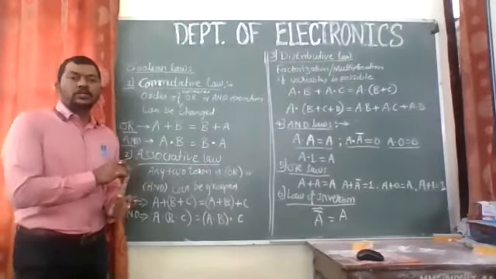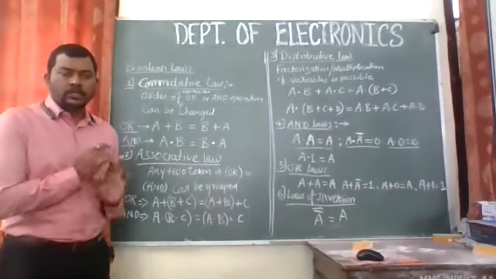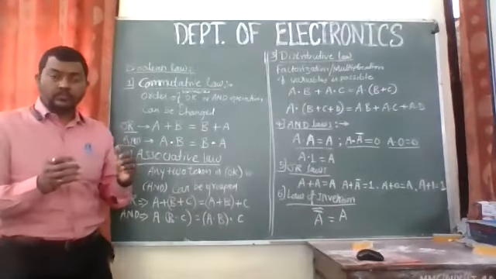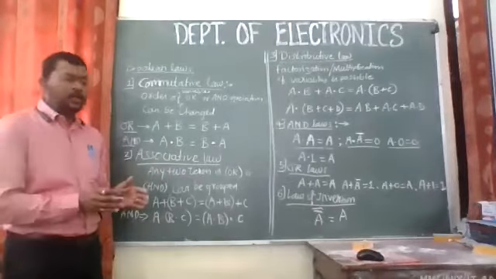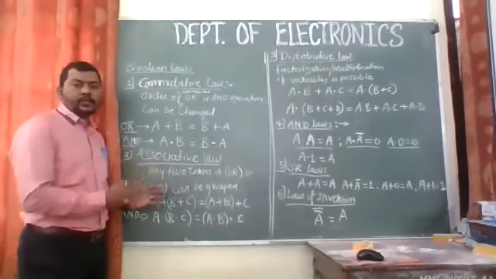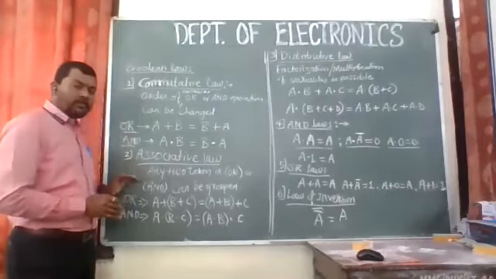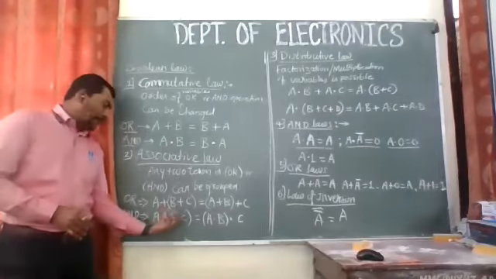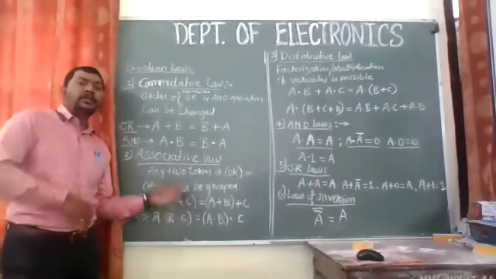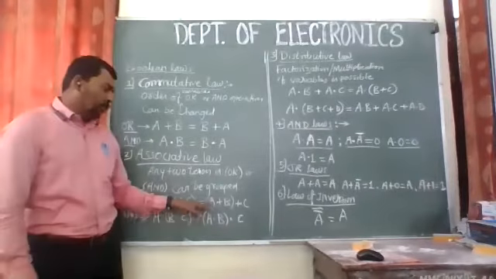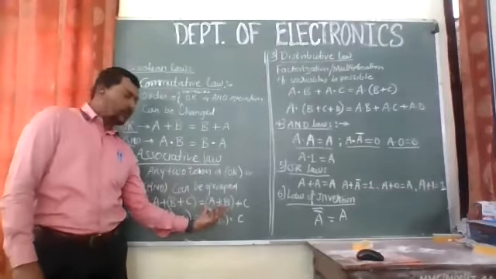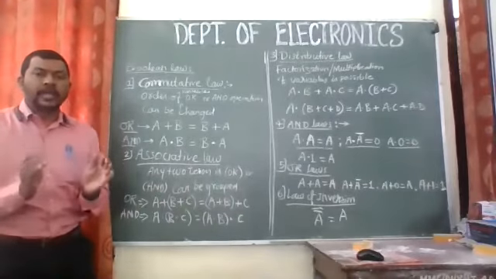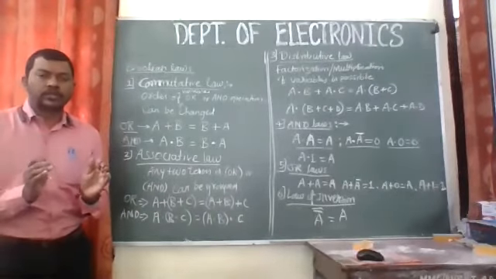The second law is called the associative law. The associative law means any two terms in a sum or product can be grouped. So we can group any two terms, right? In this case, we have taken three variables. For OR operation, we write A plus in bracket B plus C, right? Now this can be written as equal to, grouping these two variables now, A plus B, plus C. So any two terms can be grouped. That is the associative law.